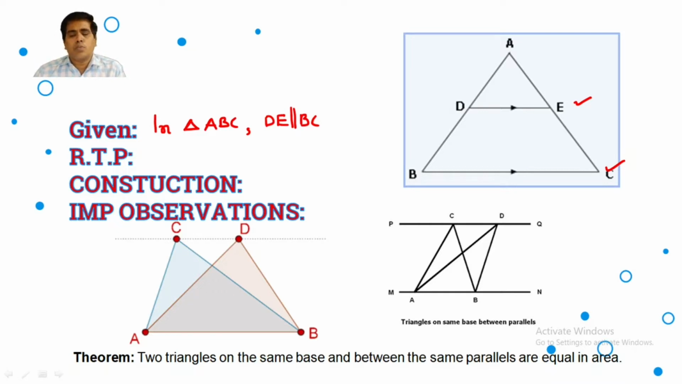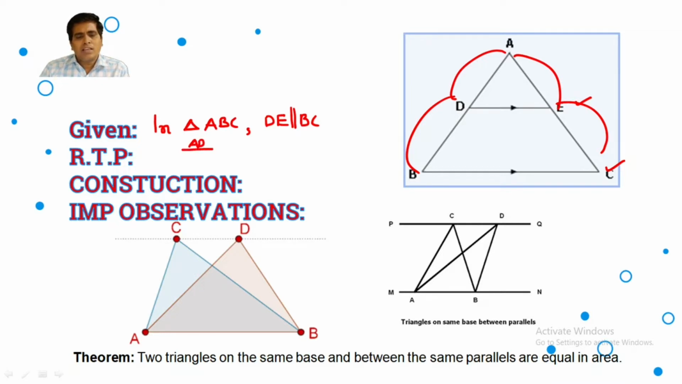What do we have to prove? We have to prove that this line DE intercepts and divides the other two sides in the same ratio. That means AD by DB is equal to AE by EC. So the same thing I am writing here: the line segment divides the other two sides in the same ratio, AD by DB is equal to AE by EC. That is what we have to prove.